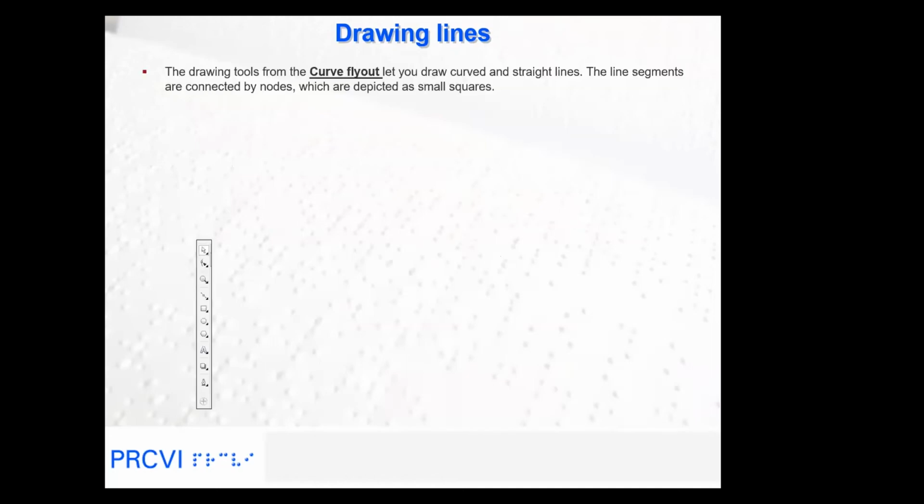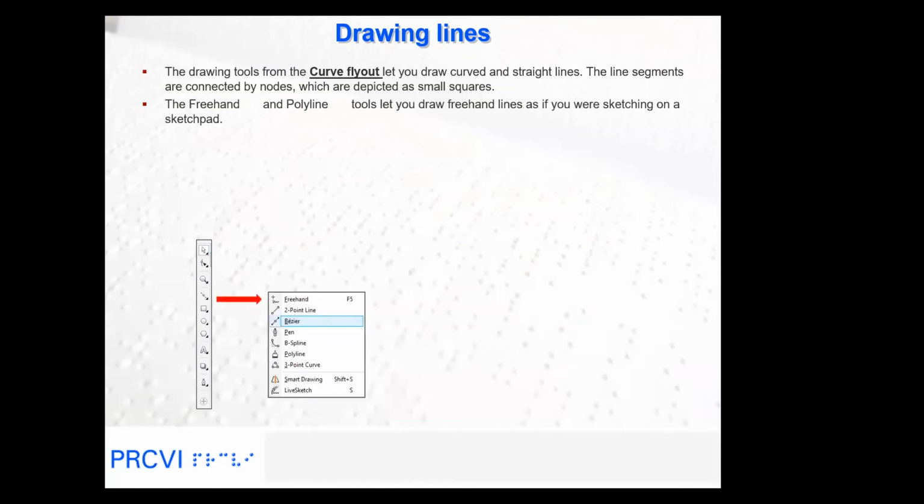Let's look at various tools used for drawing lines. The drawing tools from the curve flyout let you draw curved and straight lines. The line segments are connected by nodes, which are depicted as small squares. The freehand and polyline tools let you draw freehand lines as if you were sketching on a sketch pad. The new LiveSketch tool offers the simplicity and speed of freehand sketching.